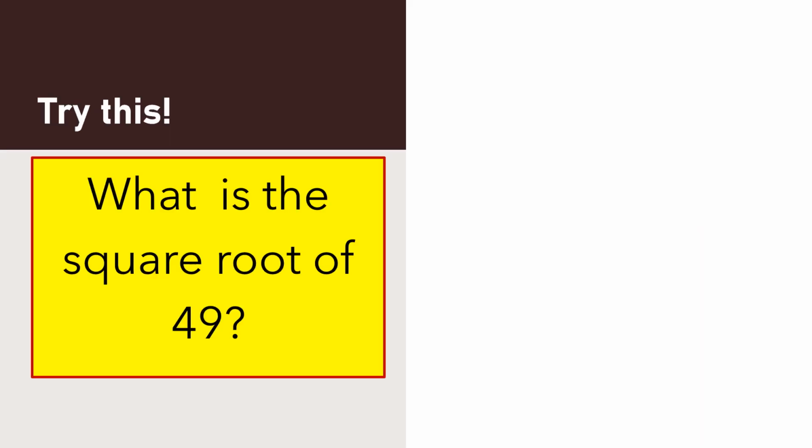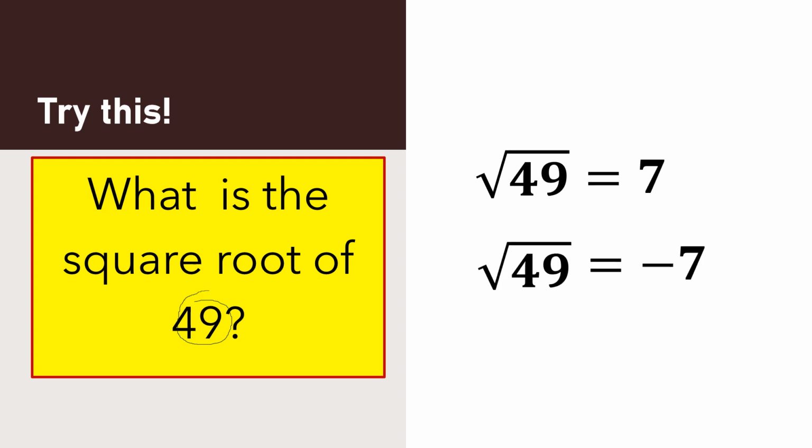Let's try this. What is the square root of 49? It is asking about the square root of 49. It means that we have to identify the number which we could multiply by itself to obtain 49. What do you think is the answer to this question? All right, the square root of 49 is 7 or -7. Either of the two or both.